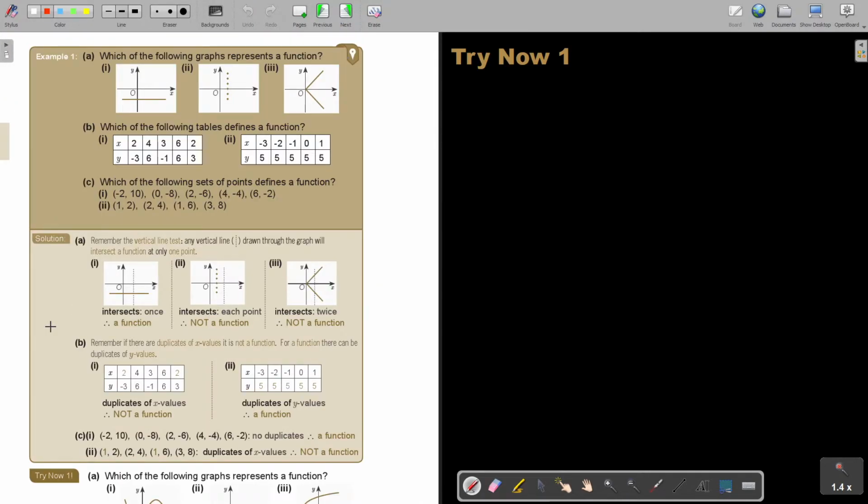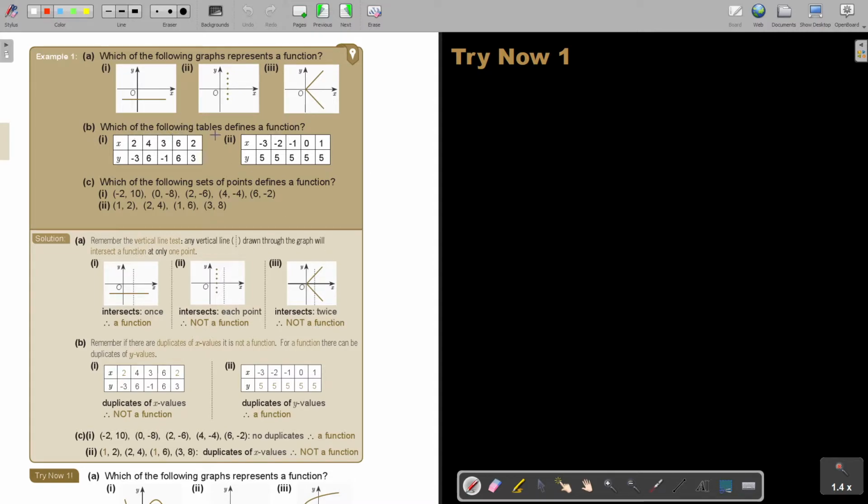Let's look at an example. Which of the following graphs represent a function? Now, if I do the vertical line, it cuts 1. So this is a function. But this one, you see basically this x value, say it's 1, is having different y values, so it's not a function. This cuts 2 times, it's not a function.